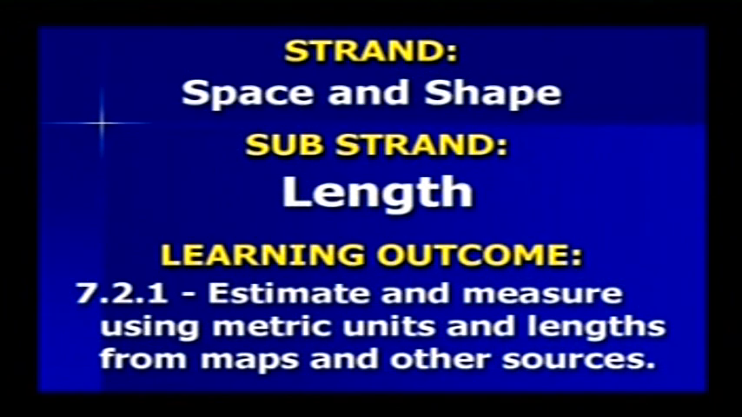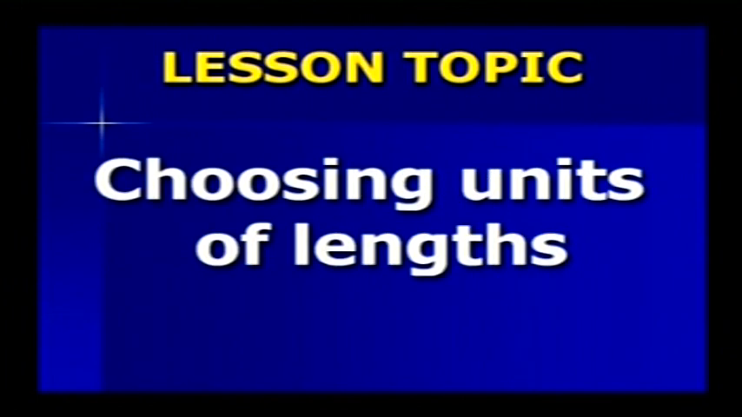All right, 7Es and receiving students. We're on our new strand, space and shape, our substrand length, our learning outcome, which I introduced to you in our previous lesson, 7.2.1, estimate and measure using metric units and lengths from maps and other sources. And we are now on lesson 52. Our topic for today's lesson, receiving students and 7Es, choosing units of length.